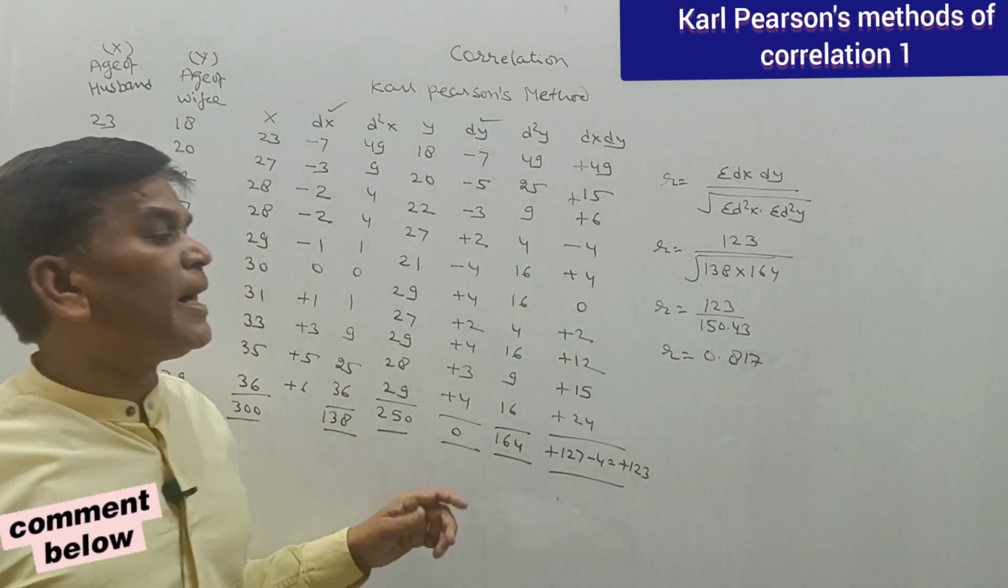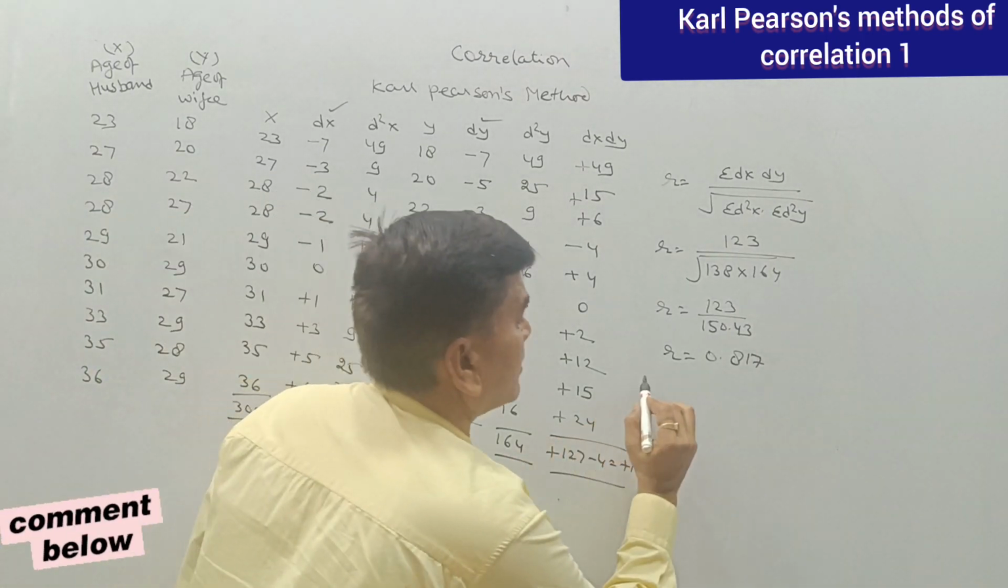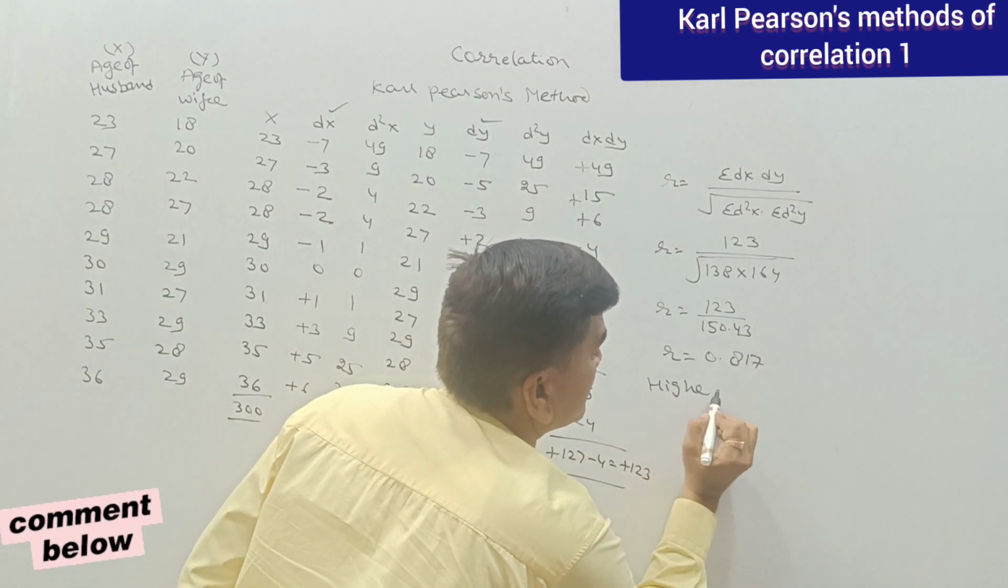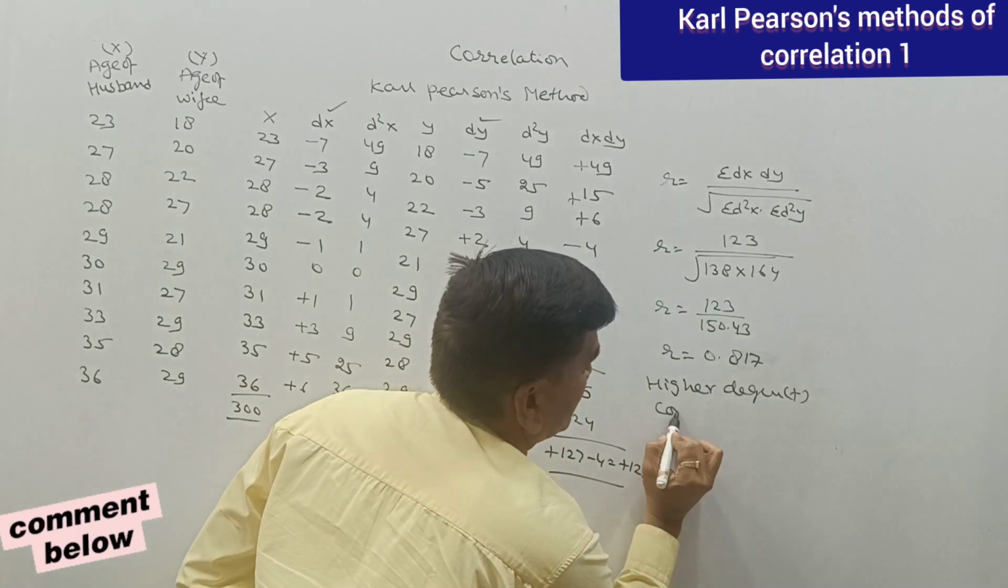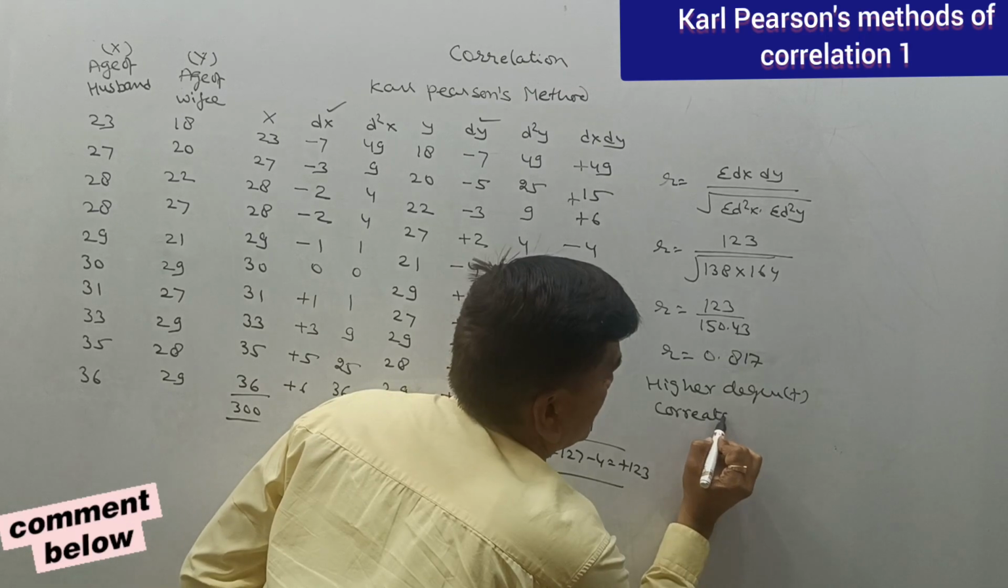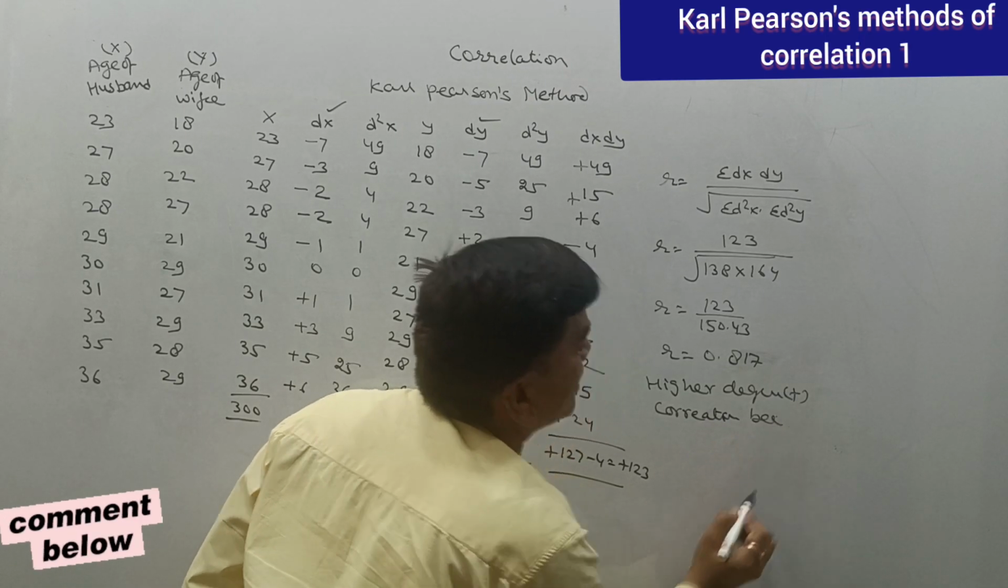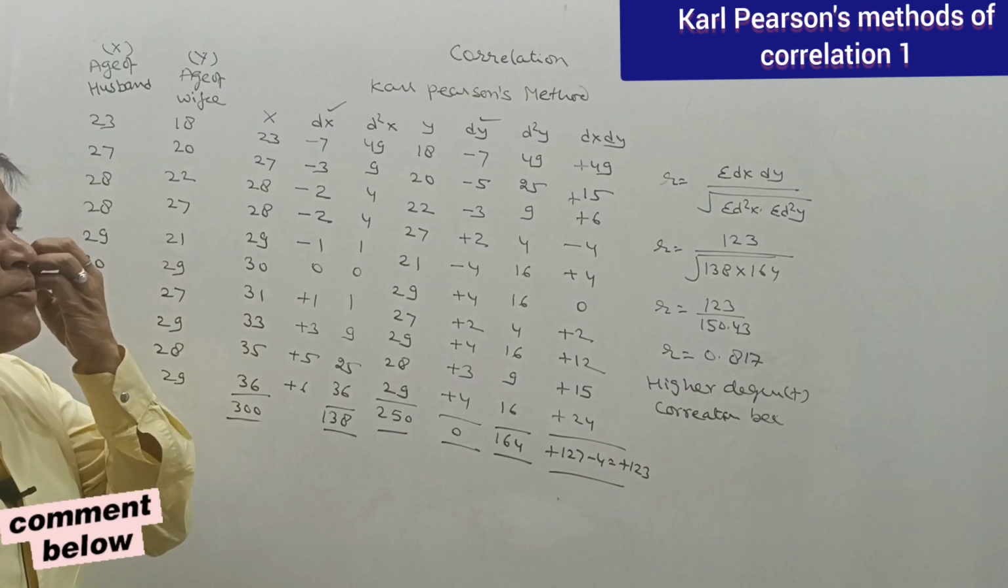So we will say it's a higher degree positive correlation between age of husband and age of wife.